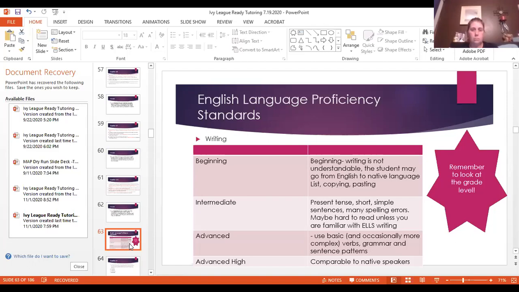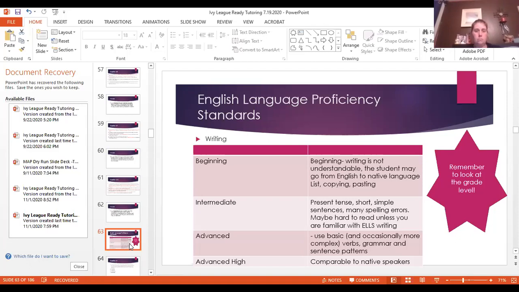Advanced high, very, very few errors. It's comparable to native speakers for their grade level. Remember to look at their grade level, because you might read something and think, oh my God, this is intermediate. But then you realize you're reading second grade writing, and then it becomes advanced high because this is what second grade writing looks like, right? So you want to remember to look at the grade level. That's going to make all the difference.